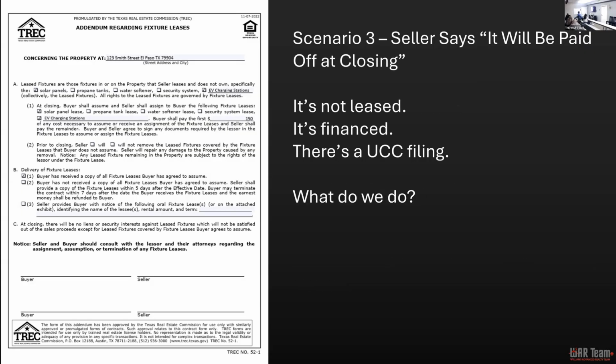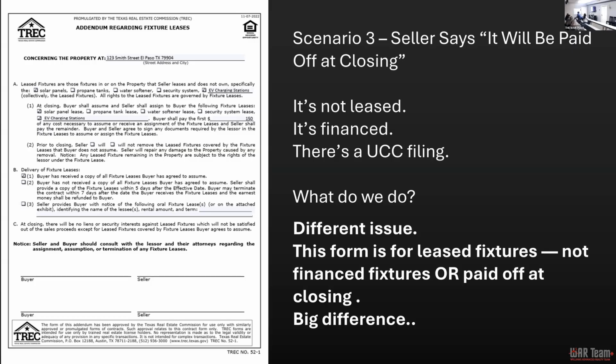All right. Seller says it will be paid off at closing. It's not leased. It's finance. There's a UCC filing. What do we do then? It's not a lease. Any takers on this one? You said no, you said that they're paying it off. It's not a lease. It will be paid off. Then we don't need this form. Totally different issue.